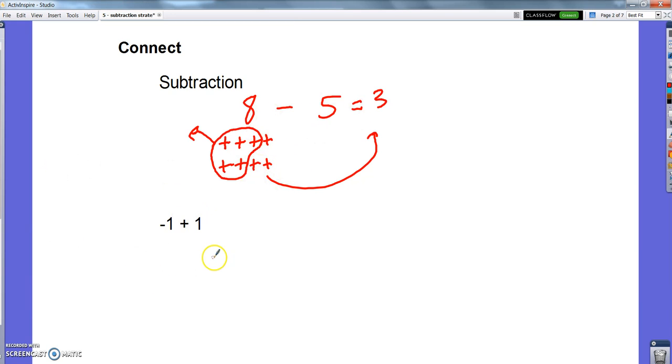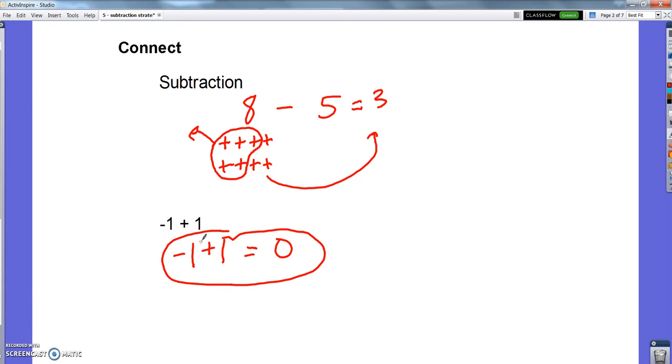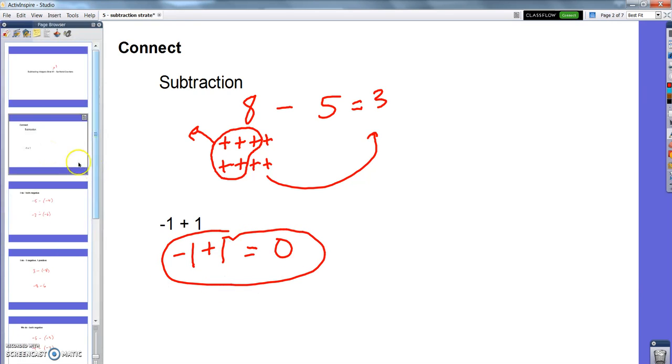Other thing I want to remind you: opposites. When you add two opposites, especially negative one and positive one, you get zero. We're going to be using that today because there are going to be problems where we add zero to things in order to be able to subtract them. So don't forget about that easy relationship.